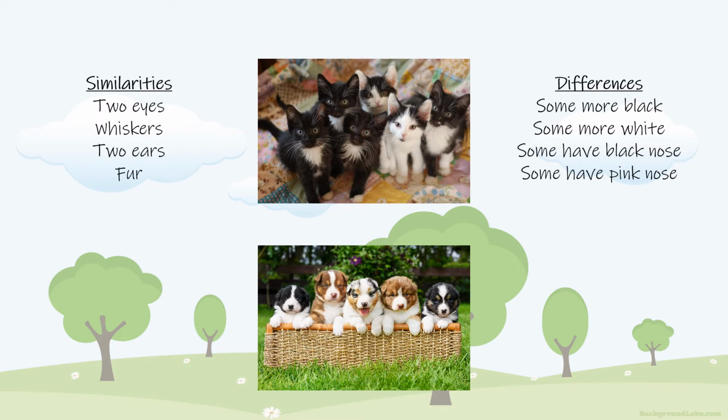Let's move on to the puppies. The first similarity that I noticed with the puppies is they all have paws. What are other similarities that you've noticed in this picture? That's right, all the puppies have a white streak on their forehead. They all have two ears. They all have fur.